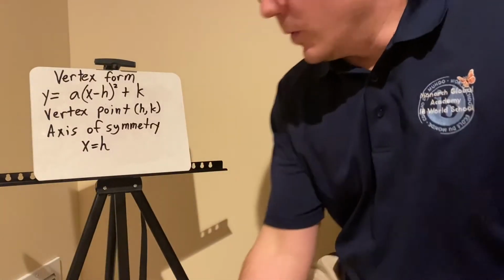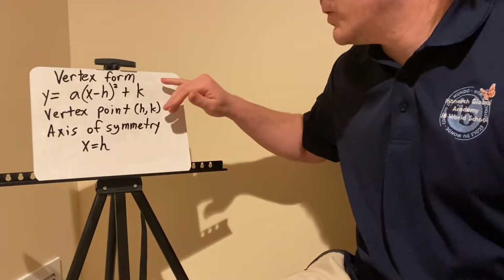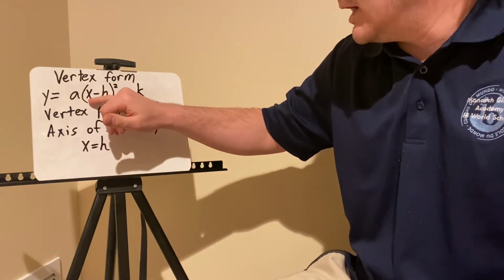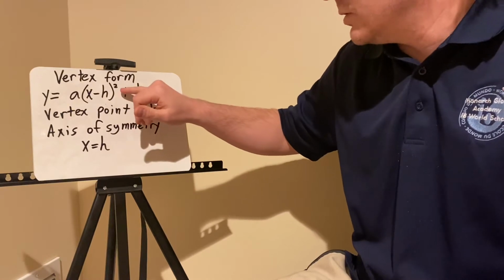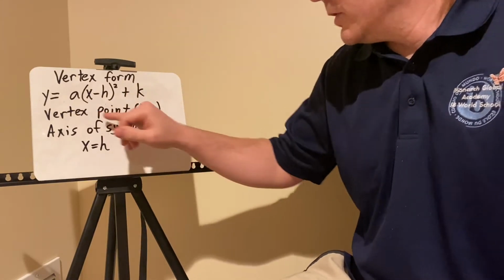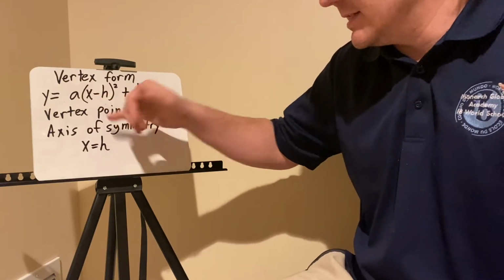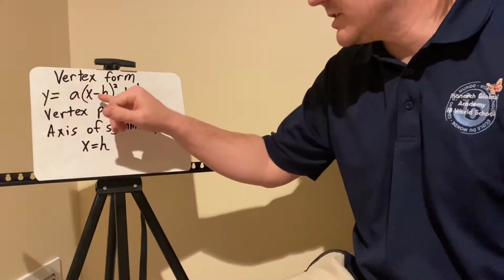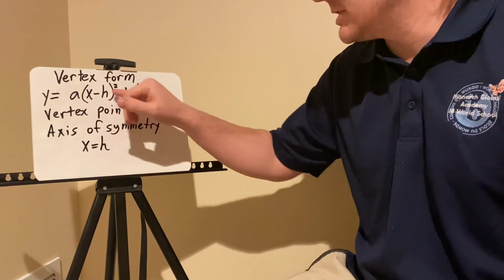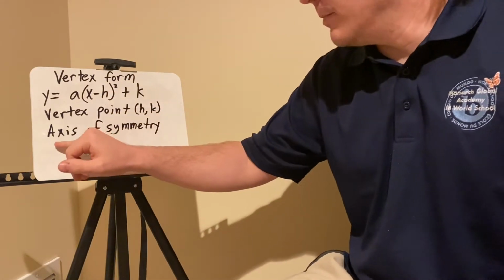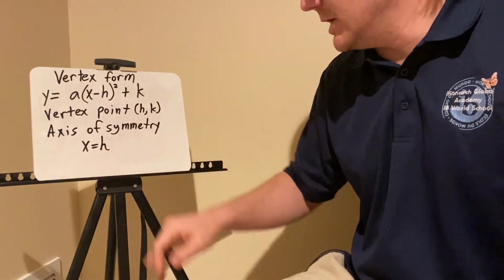So vertex form is a form of a quadratic written as y equals a times (x minus h) quantity squared plus k, where the vertex point is (h, k). Keep in mind that h is being subtracted. So in the case where it'd be x plus h, it actually would be negative h for this. The axis of symmetry is x equals h.